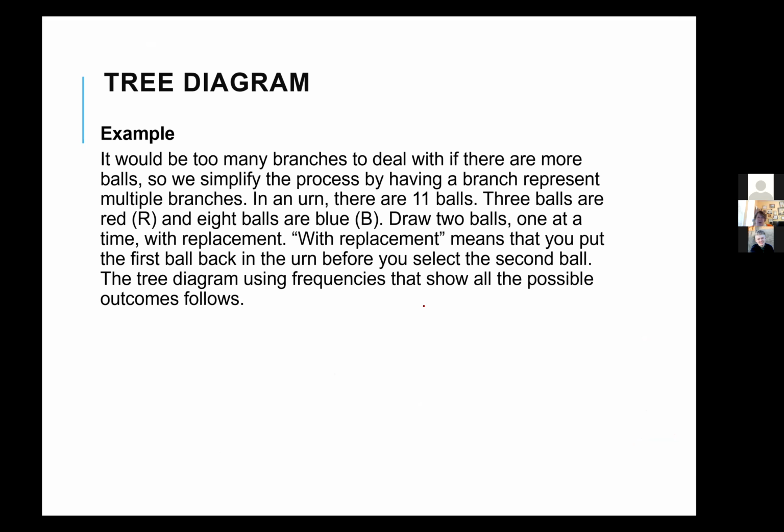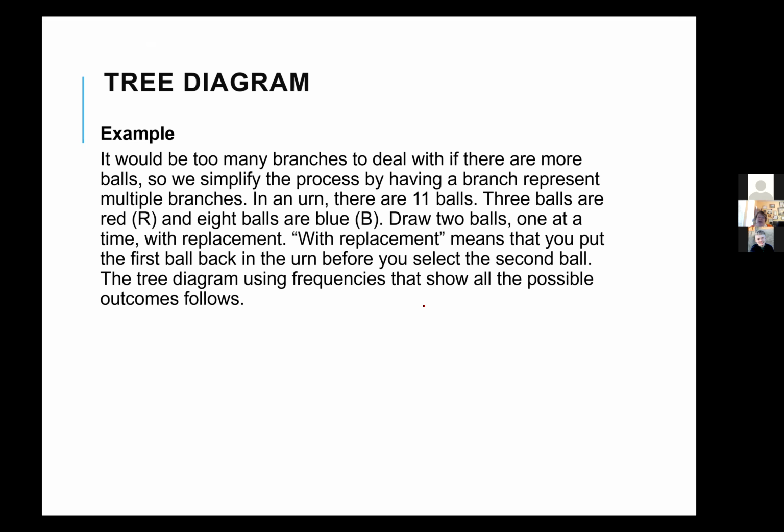Now, if in your experiment each branch has a lot of possible outcomes, then your tree diagram can get huge. I mean, really huge. It would be too many branches to deal with if there were more balls in the urn. So we simplify the process by having a branch represent multiple branches. One branch can represent multiple outcomes.